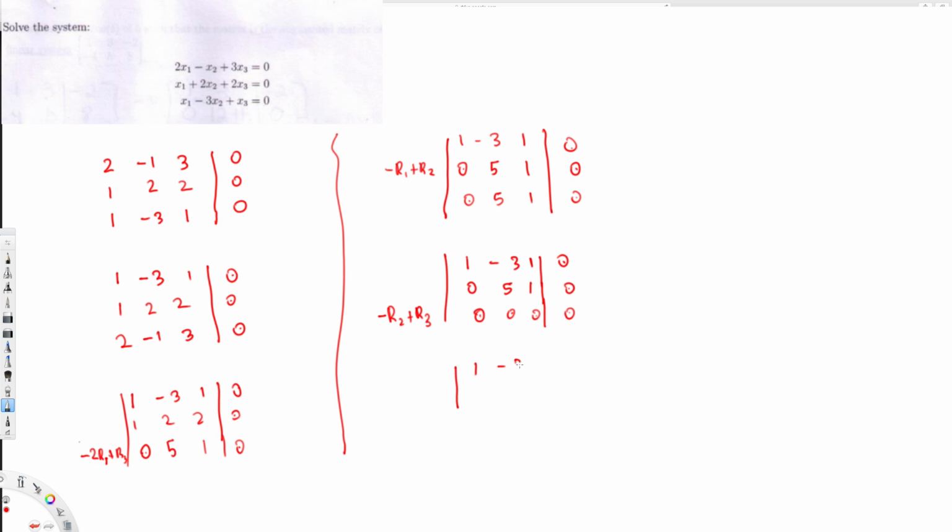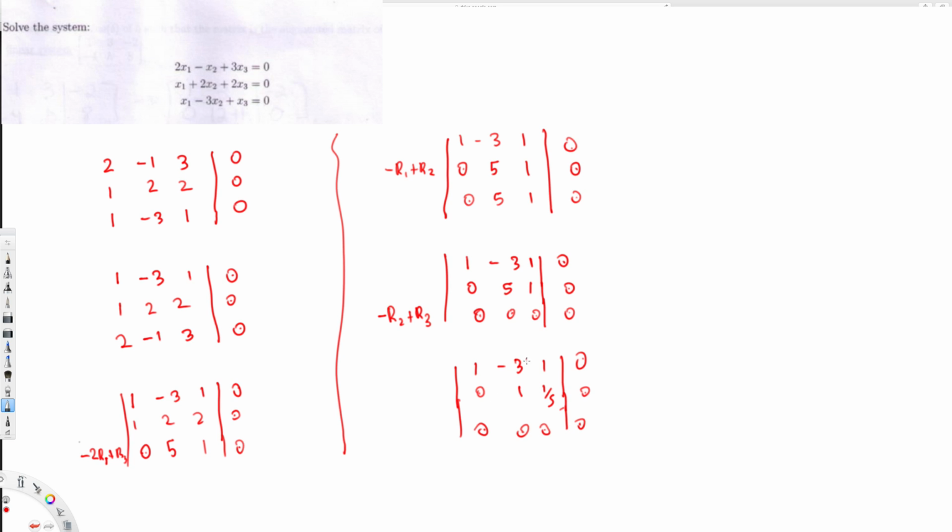So it's going to be -1, -3, 1, 0, and to bring this into simplest form, I can divide this row by 5, and if I divide by 5, it's going to become 1, and this is going to become 1 over 5, and the other side we are going to have 0, and in the bottom it's going to be 0, 0, 0.